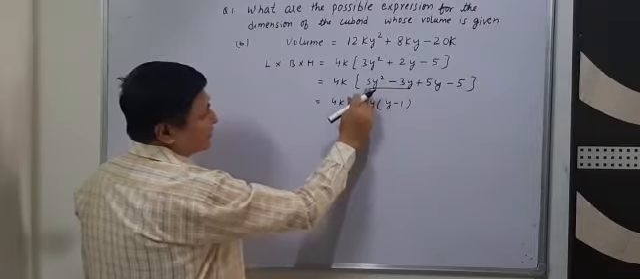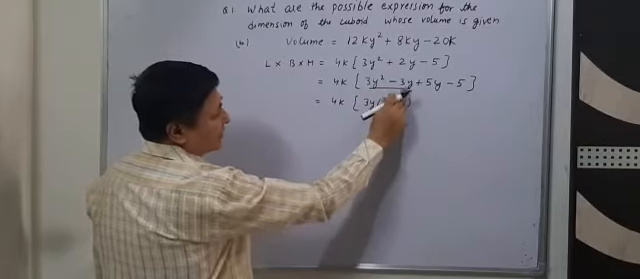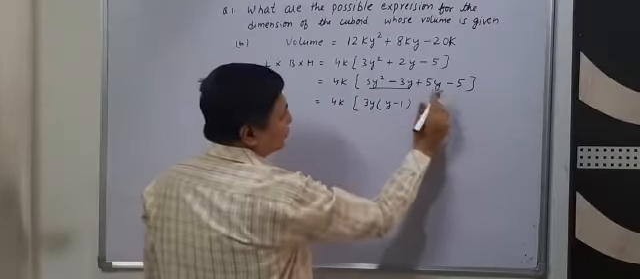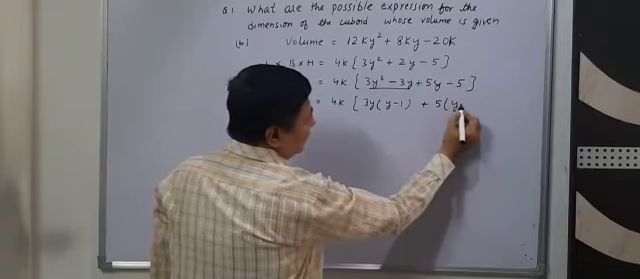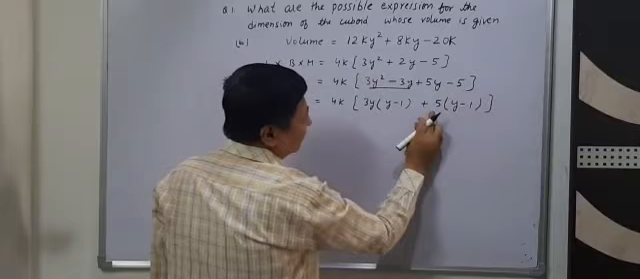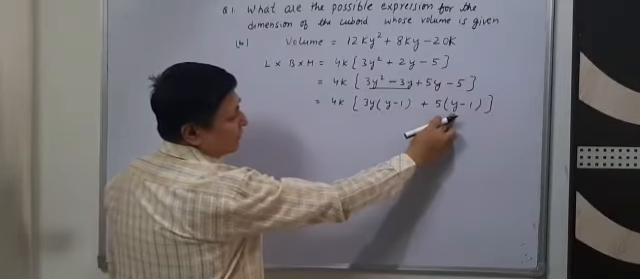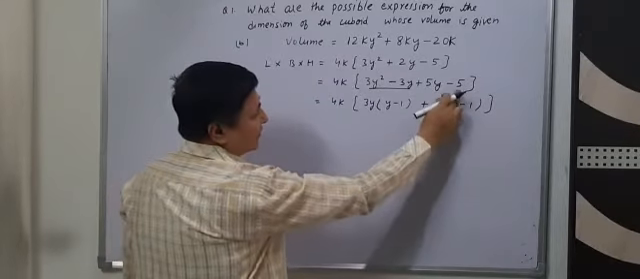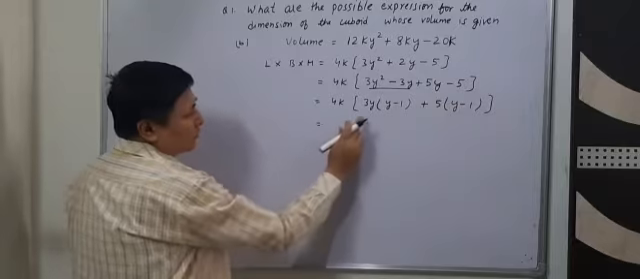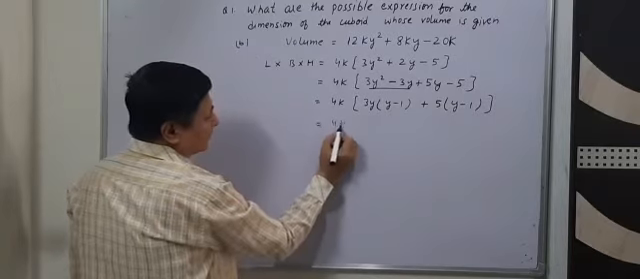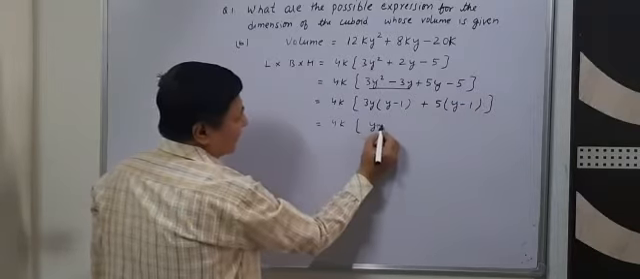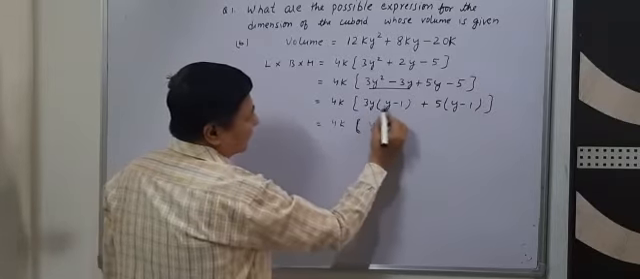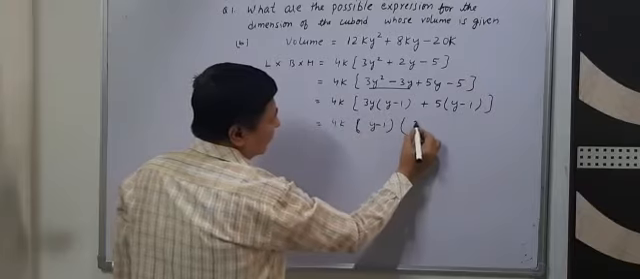3y into y is 3y square, and 3y into minus 1 is minus 3y. Now between these two, 5 is common, so we'll get y minus 1. 5 multiplied by y is 5y, and 5 into minus 1 is minus 5. Now we'll take common here. What is common in these two? y minus 1. So y minus 1, and here we'll get 3y plus 5.